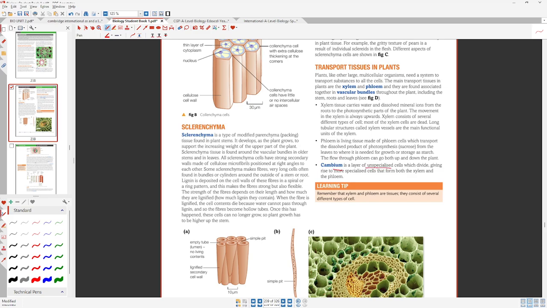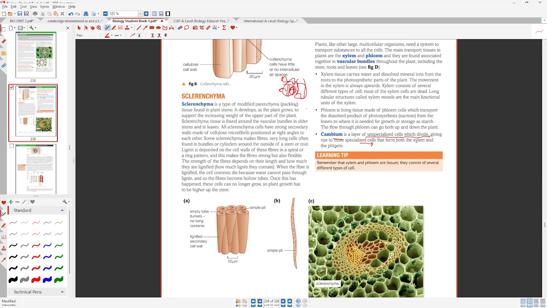Cambium is your layer of unspecialized cells which divide, giving more unspecialized cells which both the xylem and phloem use. So it's a layer of unspecialized cells and gives rise to the xylem and phloem. Imagine this is going to be your sclerenchyma, and this is going to be your phloem. So it'll give rise to phloem, it'll give rise to xylem as it grows in size.